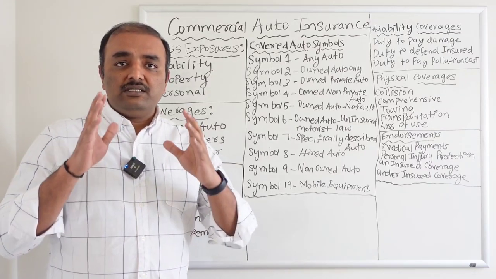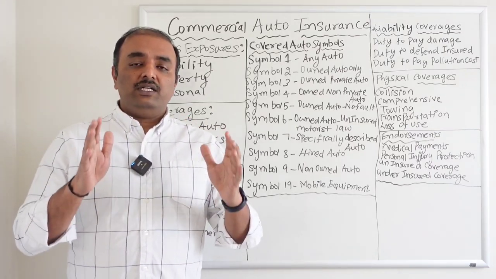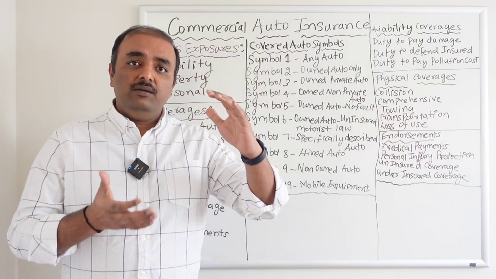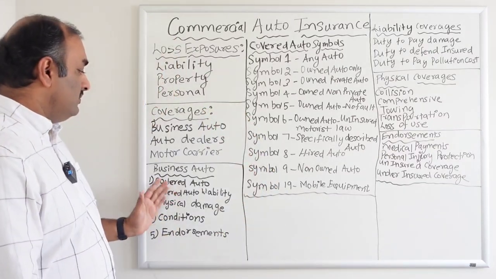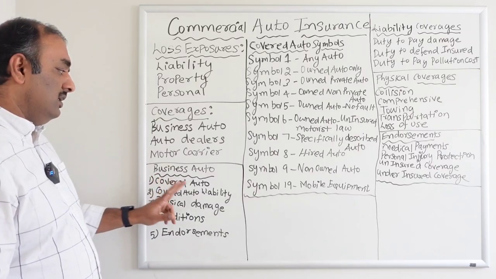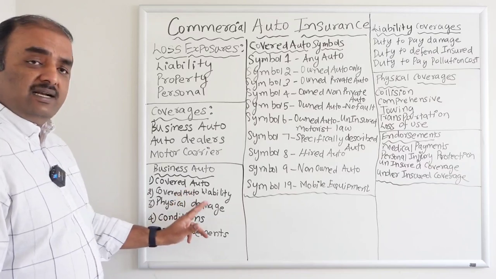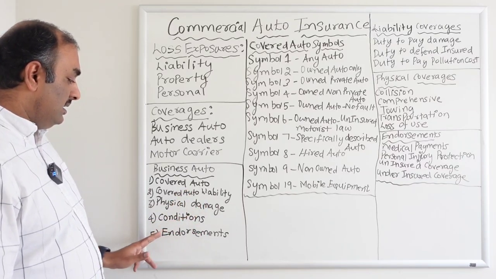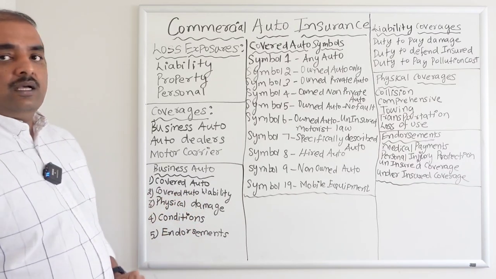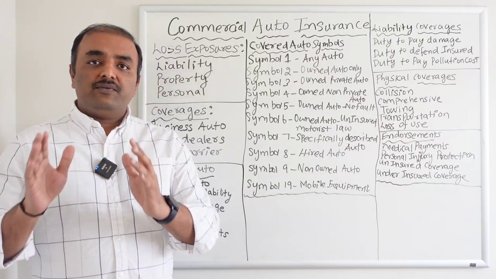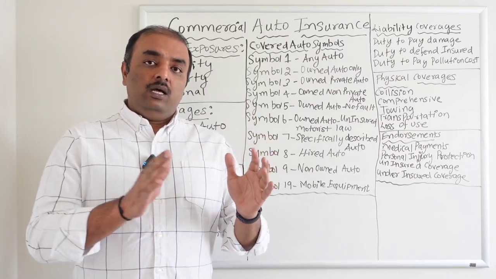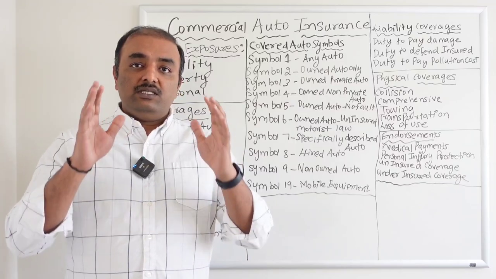So now we will see in detail how the coverage is structured in business auto. To start with, this is how the structure looks. It starts with covered autos, covered auto liability coverage, physical damage, conditions and endorsements. Now commercial auto is a little bit different compared to personal auto, because in personal auto it's only a straightforward scenario, right?